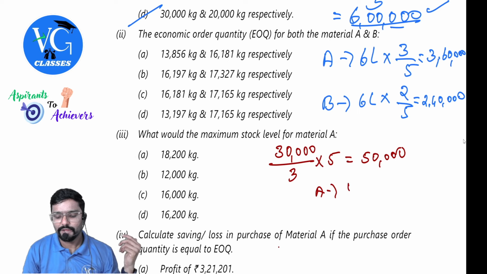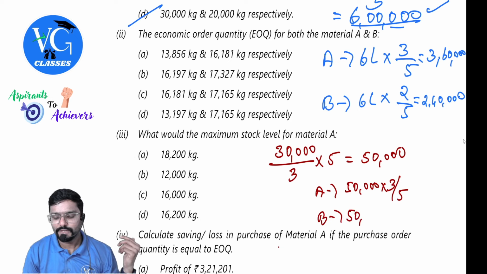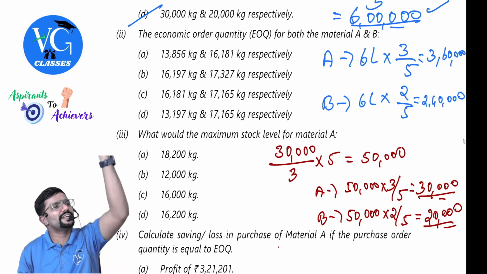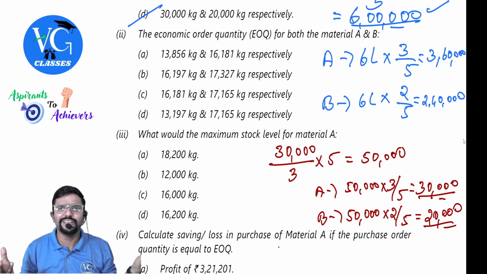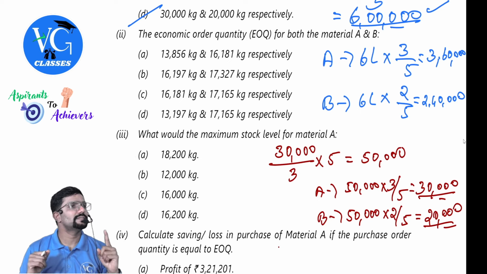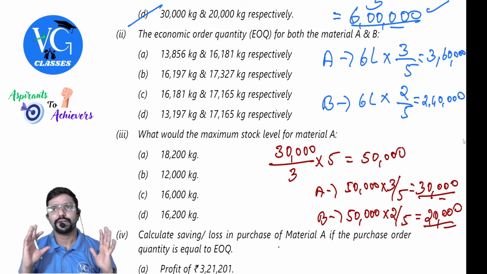Now how much for A? 50,000 into 3 by 5. How much for B? 50,000 into 2 by 5. 30,000 and 20,000. Did we get it? Sir, can we do monthly also? Yes. Or else can we do yearly and divide it by 12 evenly? They only told evenly, na? Yes. Either way, same answer. Hope you guys got it.